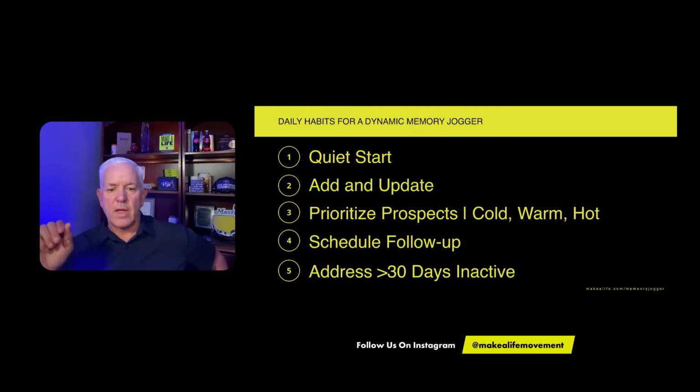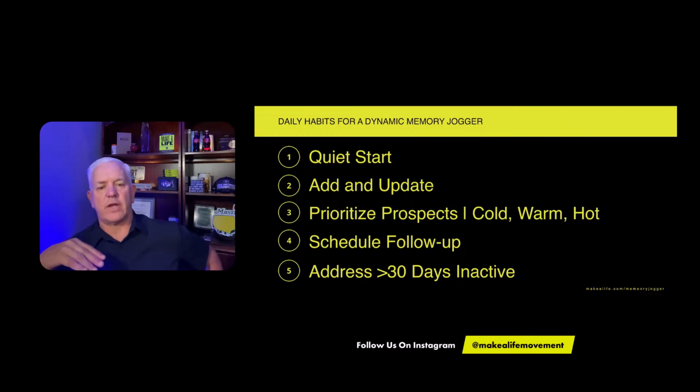Okay? And one of the other things is you're scheduling follow-ups every day. This memory jogger will have a way you can sort the list by the people you haven't talked to in the last 30 days. So if your last interaction with them was more than 30 days ago, those are the ones you know, I've forgotten about them. They've dropped off the radar. I need to reach out to them, okay? So they're there.